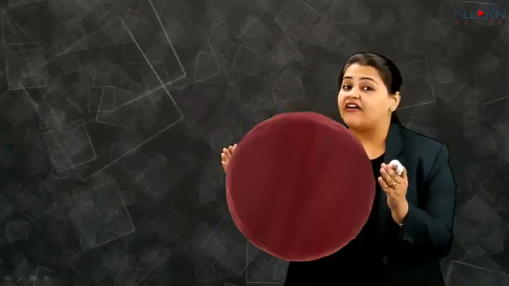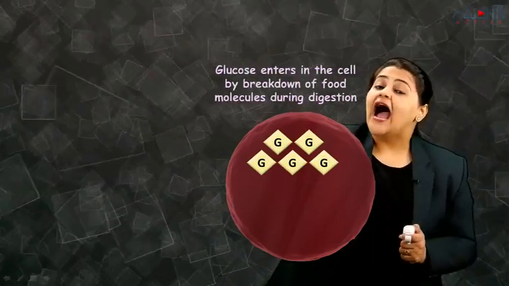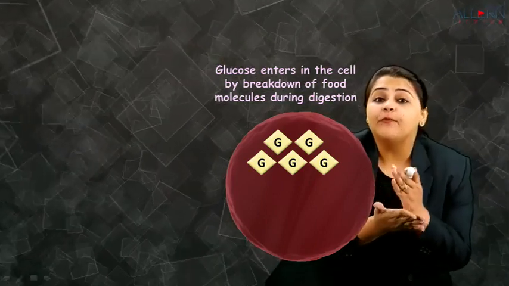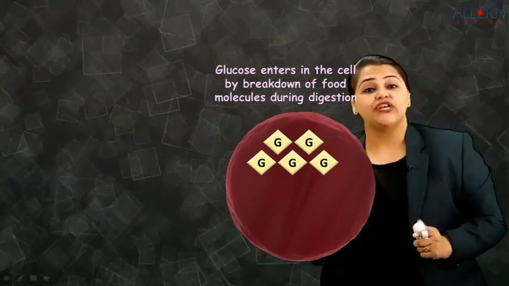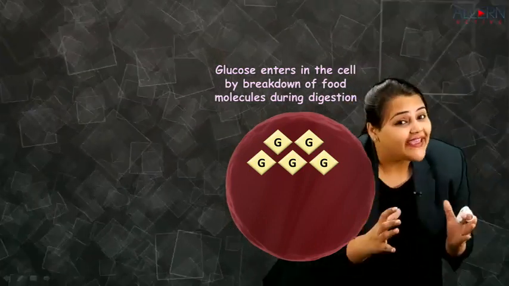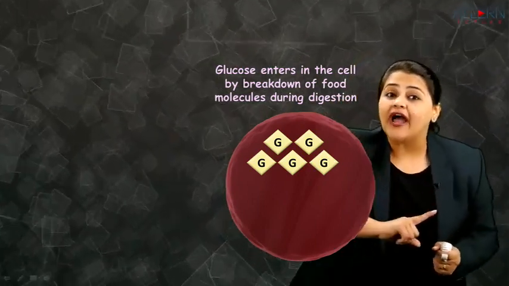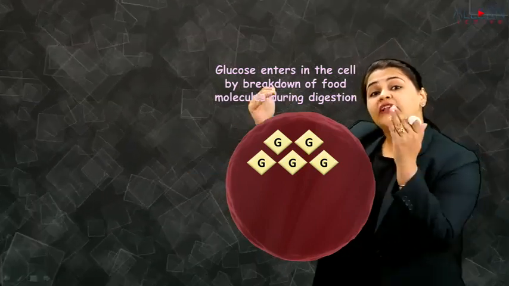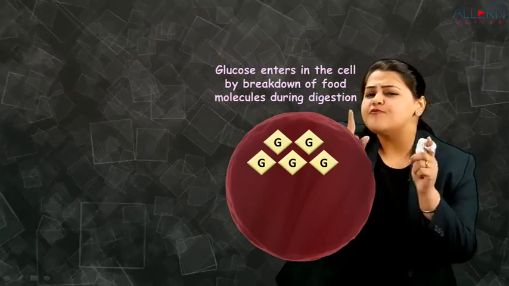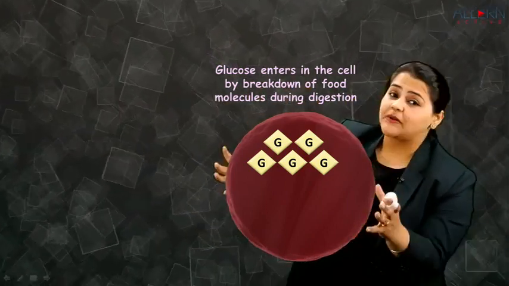So we have our cell. Now this cell has glucose molecules, and this glucose molecule is entering the cell by the breakdown of food molecules during digestion. And how are the food molecules breaking down? Well, they are breaking down into carbohydrates, and carbohydrates are being broken down into glucose molecules. And this glucose is now present inside the cytoplasm of the cell. Can you see the cytoplasm of the cell?